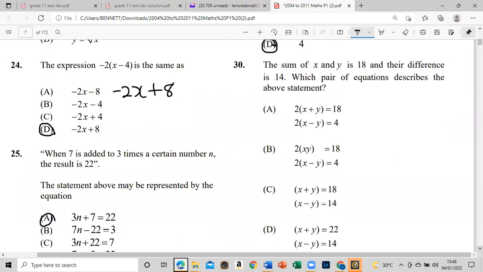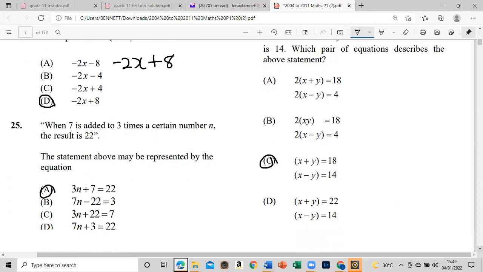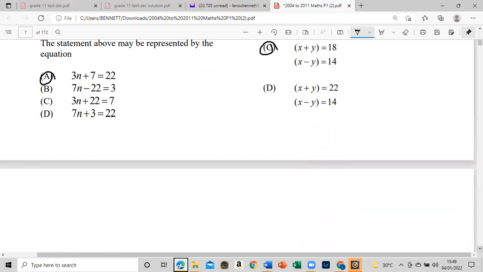The sum of x and y is 18, and the difference is 14. Which pair of equations describes the above statement? So x plus y is 18, x minus y is 14. Let's see what happens. X plus y is equal to 18, x minus y is 14. We are reaching the midway point. Let's go, let's go.